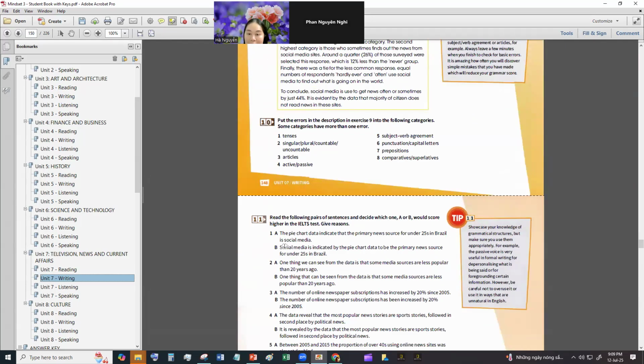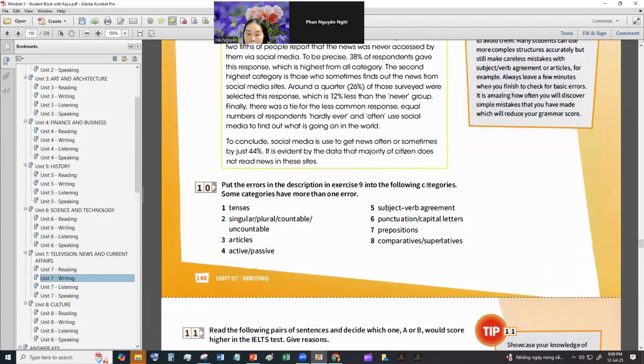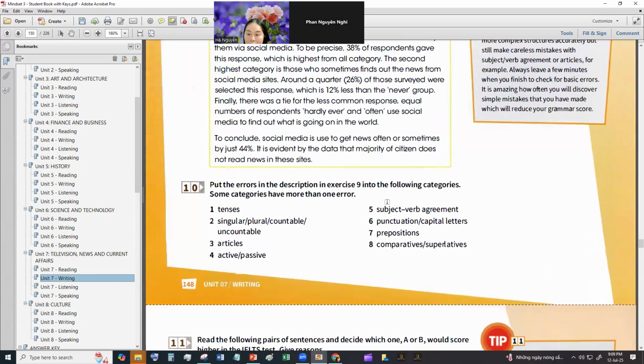Okay, so exercise 10 is for you to put the errors into the categories. There are 8 categories and 18 mistakes in total. So you put them into categories of errors for tenses, the use of nouns, the use of articles, active or passive, subject-verb agreement, punctuation, capital letters, prepositions, comparatives, and superlatives.